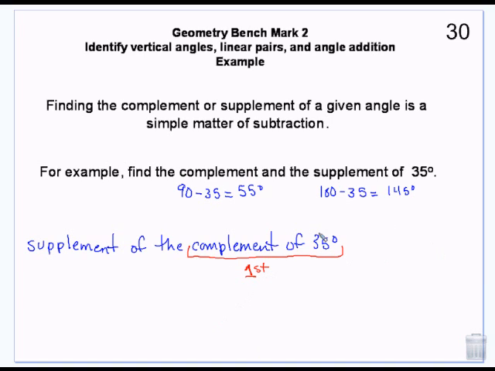So I'm going to do 90 minus 35 equals 55, right? Now I'm finding the supplement of 55. So I'm going to do 180 minus 55. Right, so 180 minus 50 is 130, minus 5 is 125. So the supplement of the complement of 35 would be 125. So you just do the second part first, and then whatever answer you get there is what you subtract from the other one. Does that make sense? Okay.